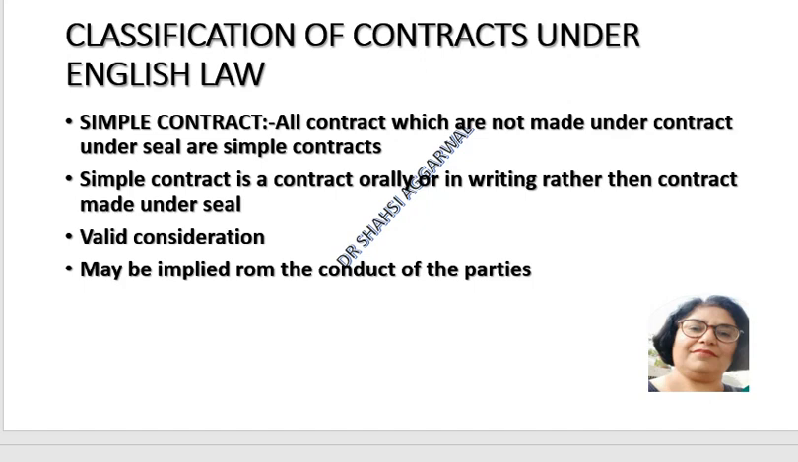Simple contract: all contracts which are not made under seal are simple contracts. A simple contract may be oral or in written form, other than the contract made under seal. Valid consideration may be implied from the conduct of the parties.